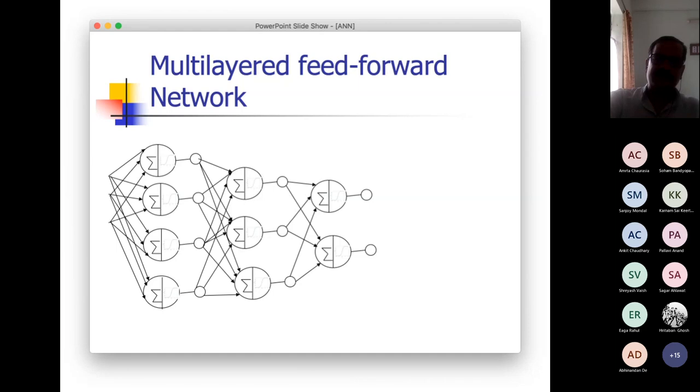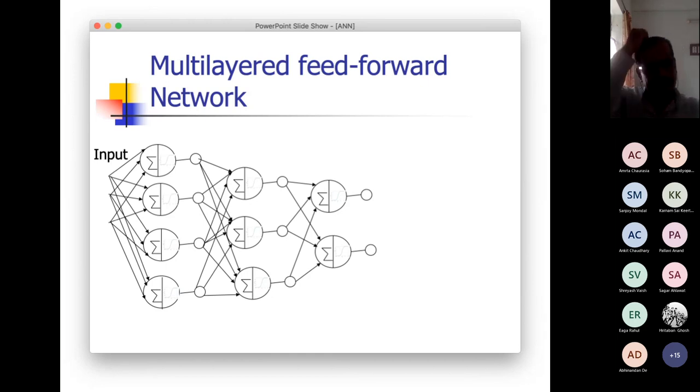And there is another term called fully connected, which means that every neuron of a layer is connected to every neuron of the next consecutive layer. Then we call it a fully connected layer.